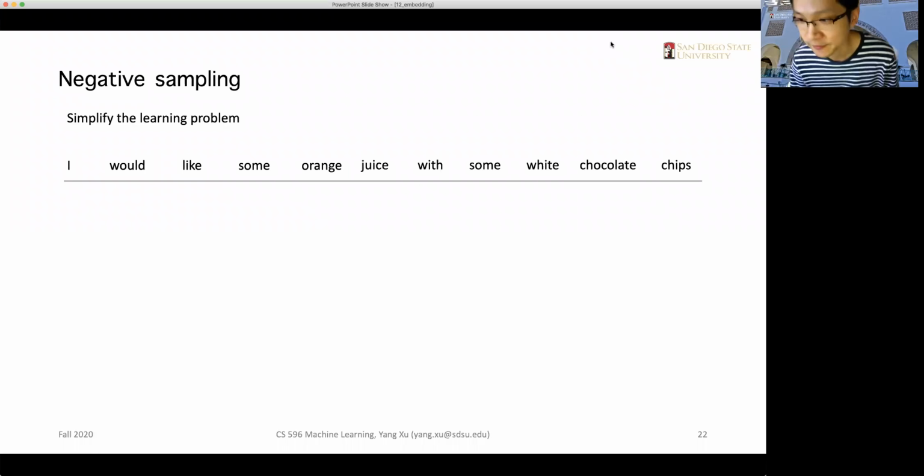Welcome back to CS596. Okay, so today we'll finish up the remaining parts for the word embedding chapter. Last time we stopped here when we introduced negative sampling as an alternative way to train a word2vec model instead of the softmax output.